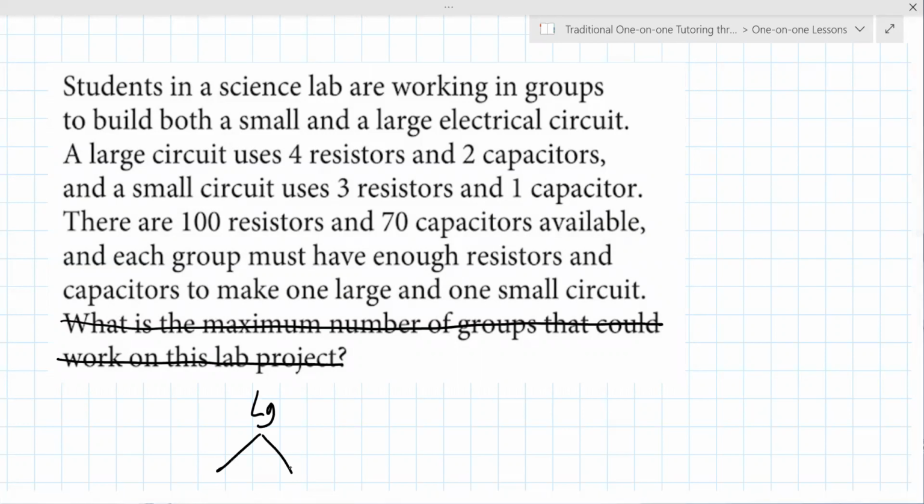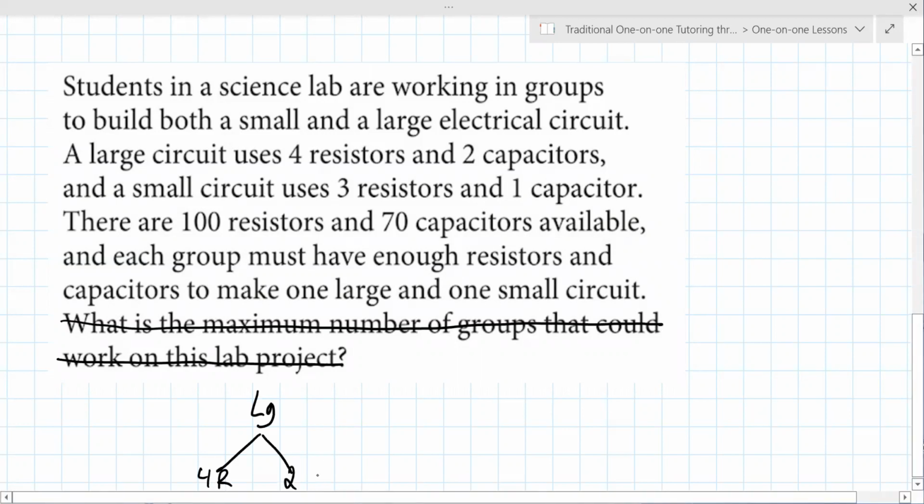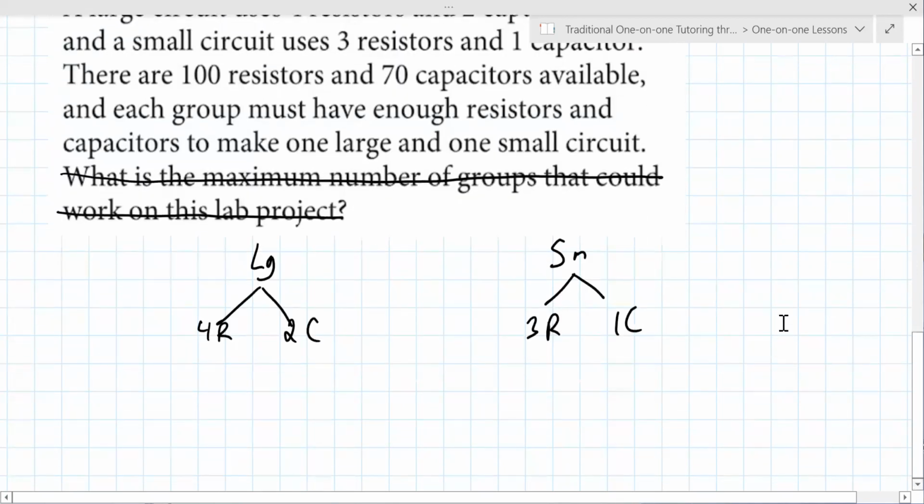4 resistors, 2 capacitors. 2 capacitors, yeah. And then a small circuit, what does it use? 3 resistors, 1 capacitor. Yes. Okay. And so the idea is that let's just pick numbers. Let's just say 30 large and 20 smalls. Okay. Actually, that's way too big. Let's do 10 large and 20 smalls.